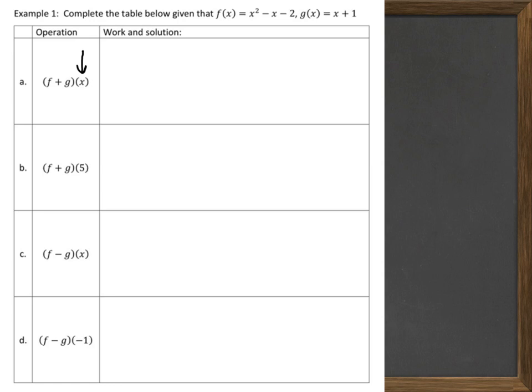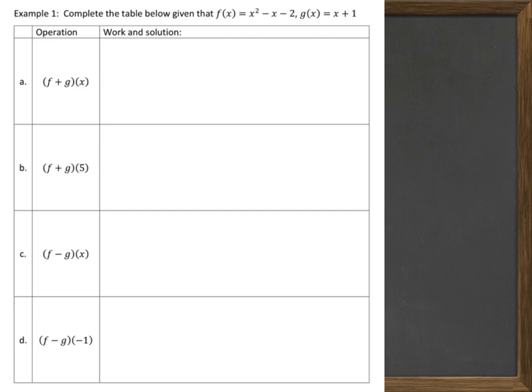So in A, our argument is a variable. In B, our argument, our x value, is just a number, it's 5. In C, we have a variable, and in D, we have a number. So again, we need to be able to interpret this notation both symbolically and numerically.